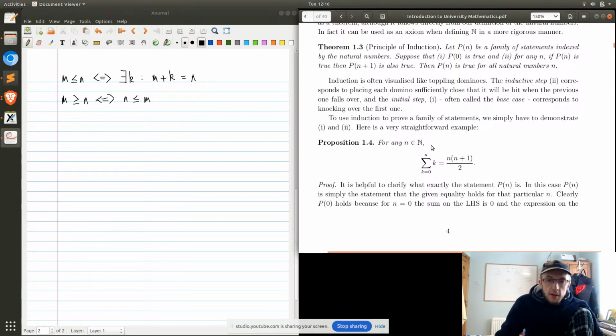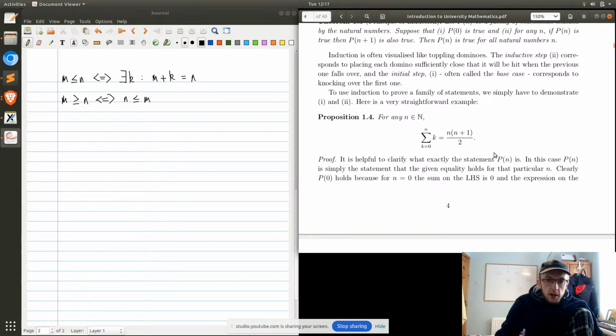For any n in the natural numbers, the sum from k equals 0 to n of k is n times (n plus 1) all over 2. So in other words, this is making a claim that the sum of the first n natural numbers is n squared plus n all over 2. It's the familiar formula for the triangle numbers. Now, what about the proof?